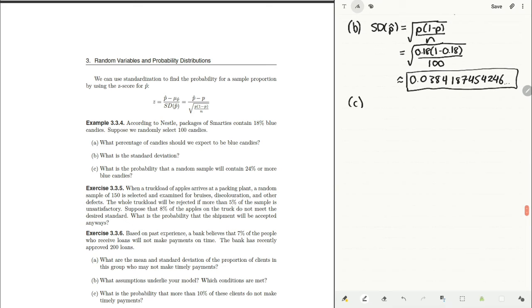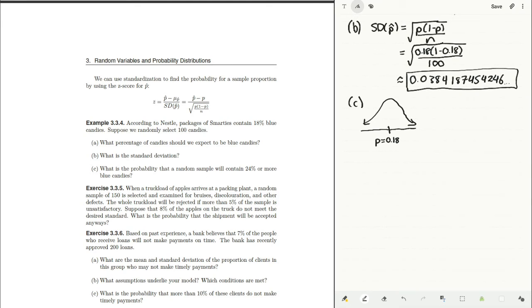So now, what is the probability that a random sample will contain 24% or more blue candies? Here, let's use our model to determine the probability. So here we assume that the sampling distribution model is normal. The mean is at p, which is 0.18. So this is the proportion of blue candies.